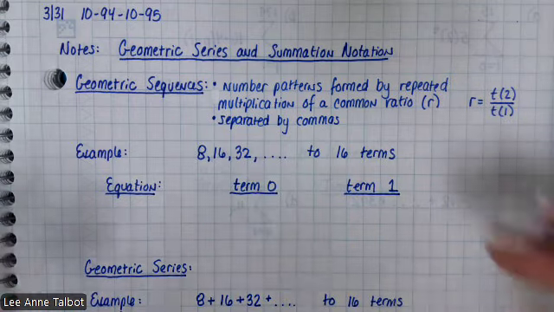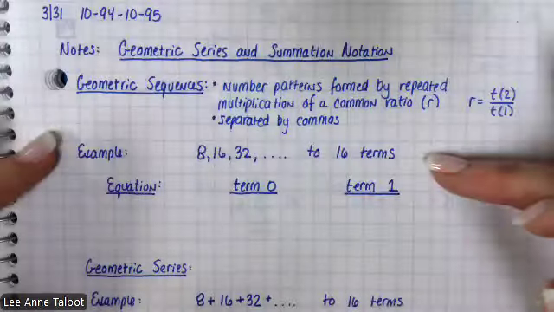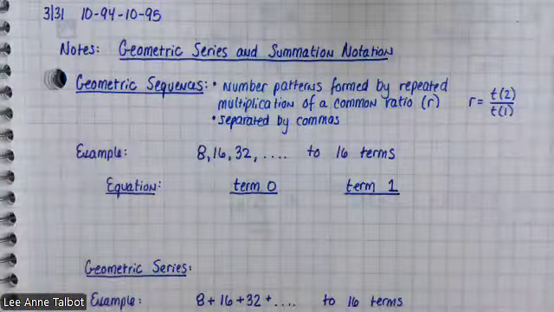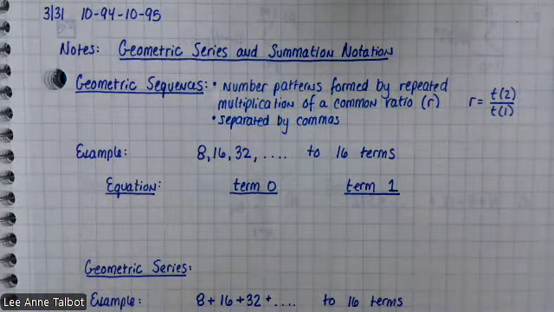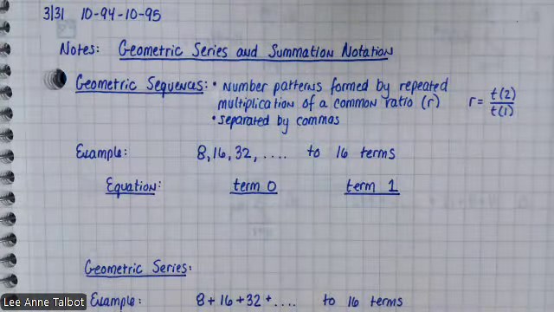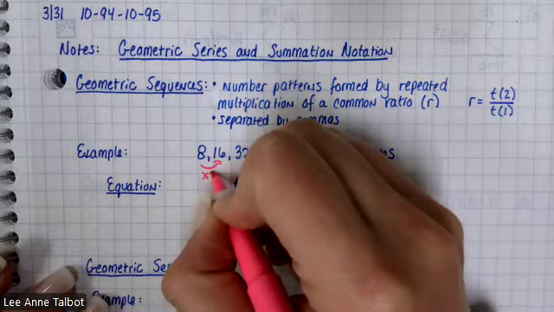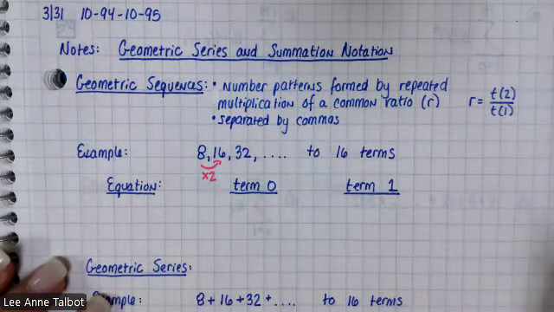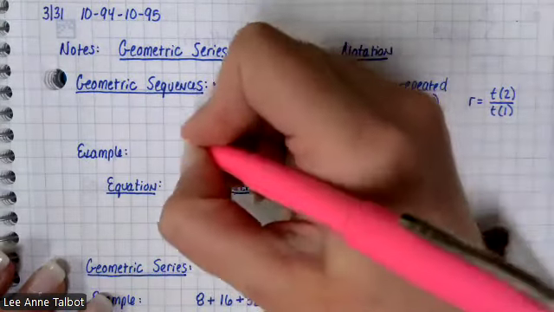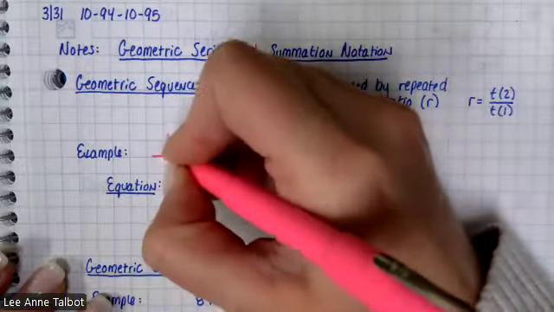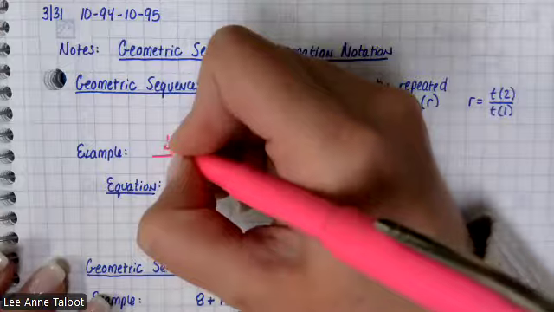Okay, I've given you a sequence. And we are going to find two things. We're going to find the multiplier and term 0. I'm going to use my pink pen. Multiplier is times 2. Term 0 would be 4.